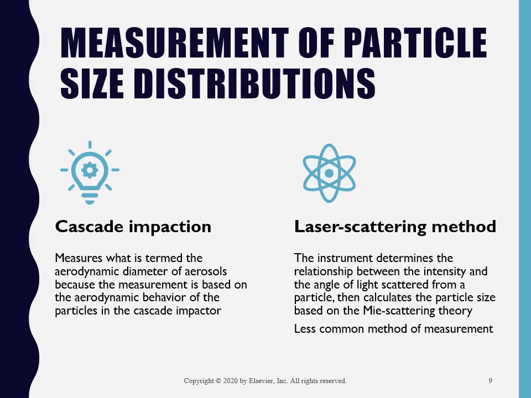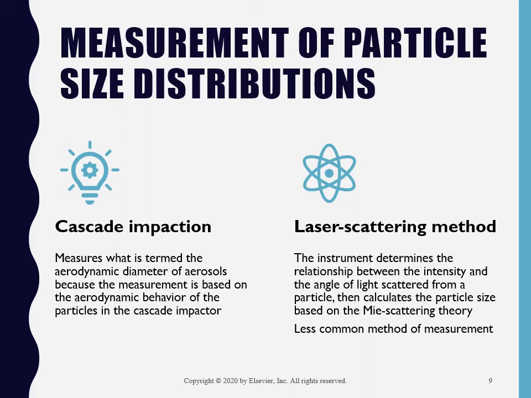There are two ways in which we measure the diameter of aerosols. One way is cascade impaction. This measures the aerodynamic diameter of aerosols. It's based on the aerodynamic behavior of the particles in the cascade impactor. This is a more common way for us to look at and measure particle size.